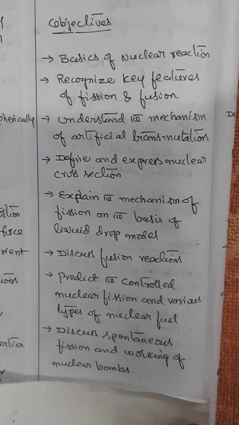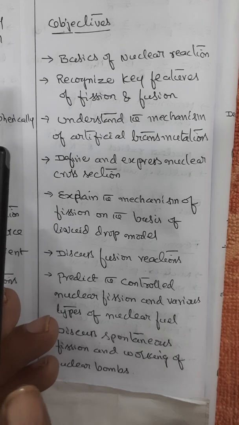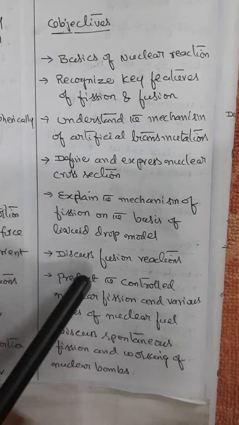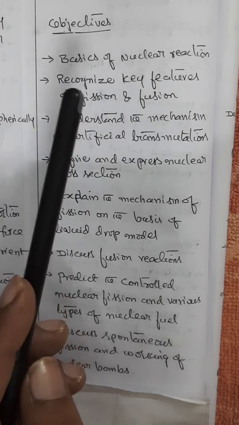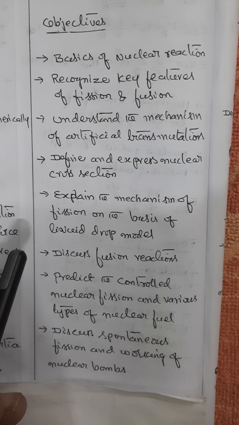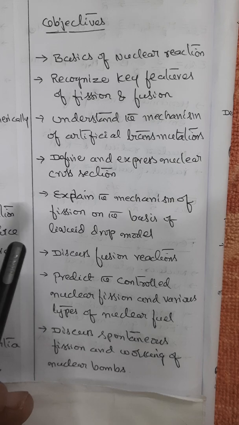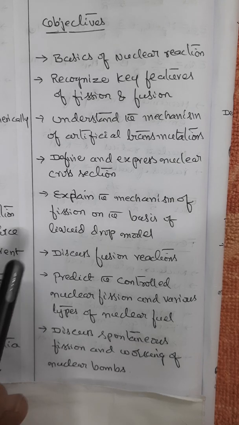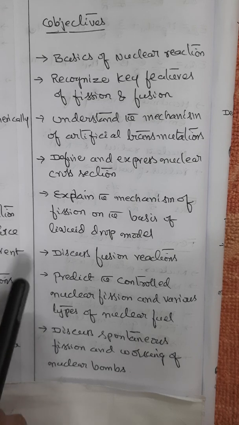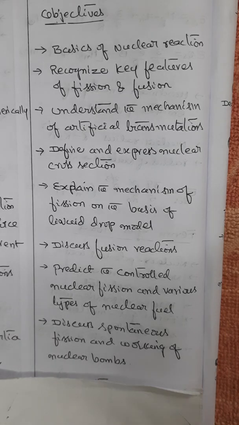So as a summary, when you look back at the objectives with which we started, we have tried to understand the basics of nuclear reactions and the key features of fission and fusion, and also the mechanism of artificial transmutation and the mechanism of fission on the basis of the liquid drop model. We also covered fusion reactions, controlled and spontaneous fission and fusion reactions, and then discussed the working of the atomic bomb, hydrogen bomb and neutron bomb. This is what we have discussed in this session today.